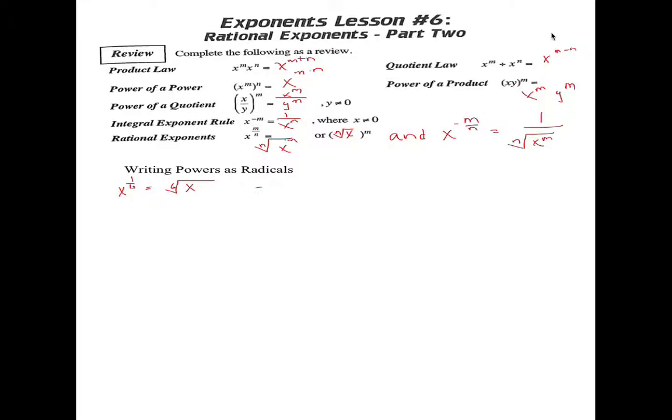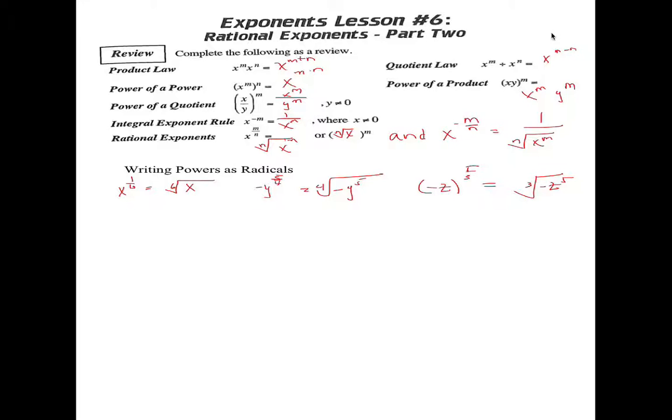If we had negative y to the 5/4 power, we could write it where I would have my negative y on the inside raised to a power of 5, however it's the 4th root of that. If I had negative z raised to the power of 5 over 3, I could also write this as the cube root of negative z to the 5th power.